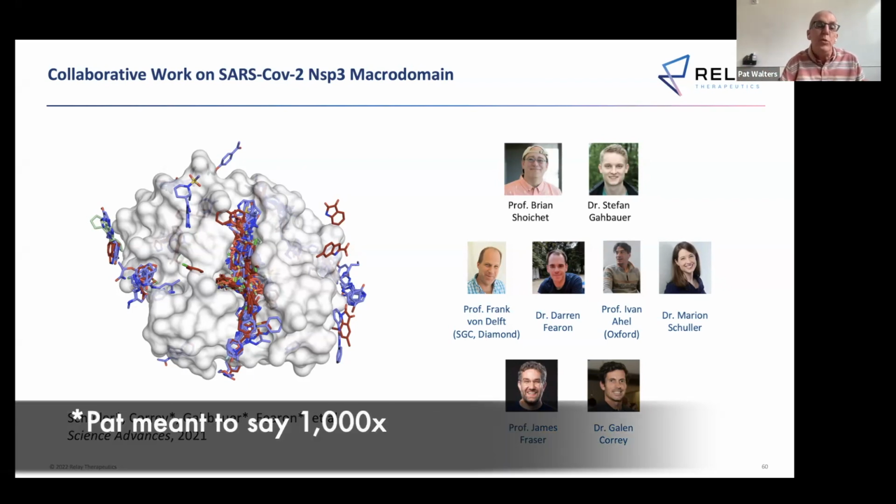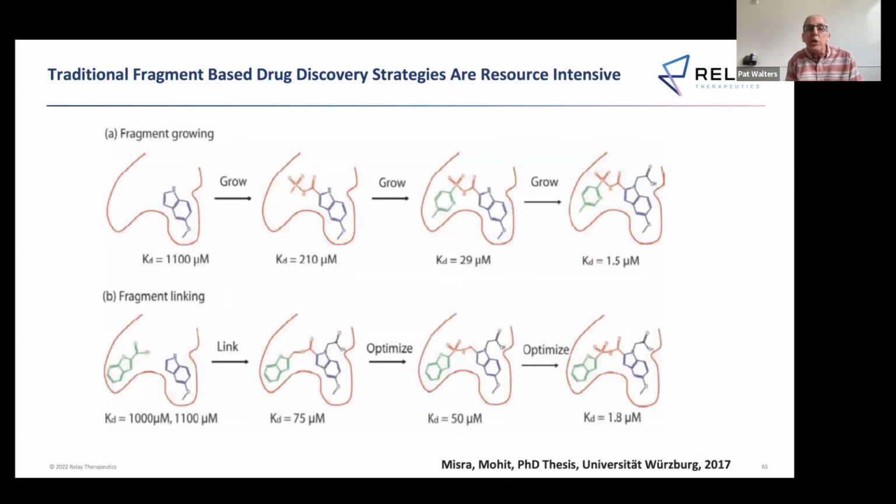So how do we do that? And typically, there's two ways that you do that. One is to take that fragment and grow it. So you try to attach other chemical moieties to that, expand and make that fragment larger. And then by making it larger, you're making additional interactions with the protein, and you're going to make it more potent. You're going to make it a tighter binder.